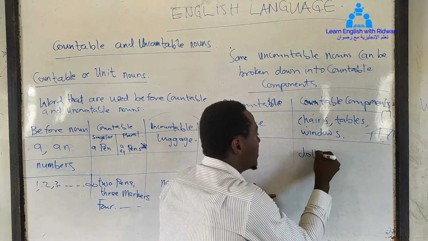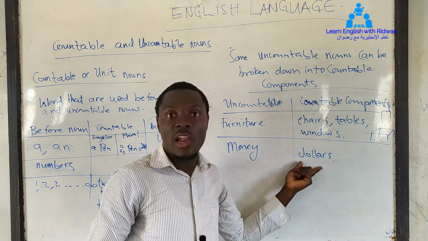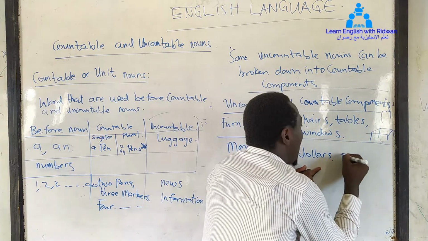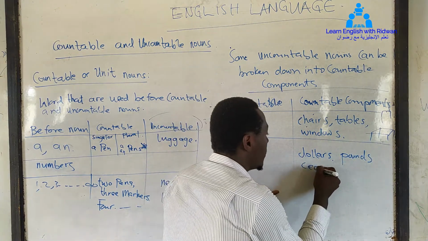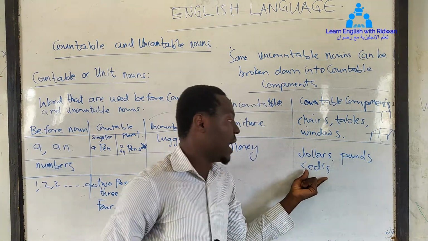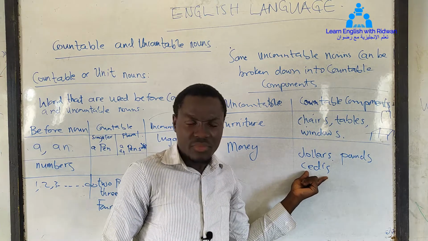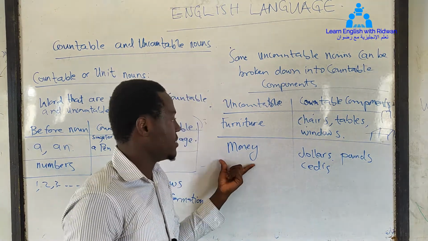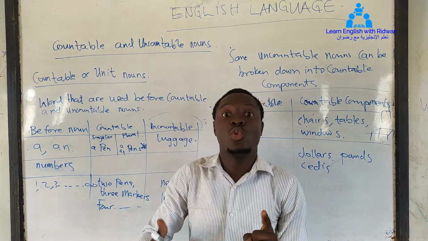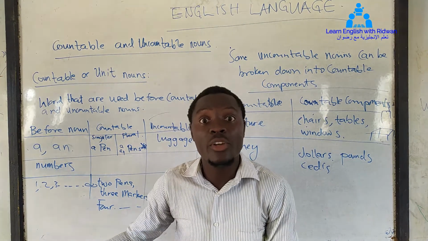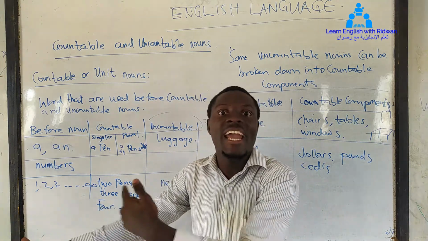If it is in dollars, then we can count dollars. If it is in pounds, we say pounds and we can count pounds. If it is in cedis, in Ghana, we can count them. So money in general is an uncountable noun. But if you want to count money, we must break it down into its countable components, maybe in yen, which is used in China.